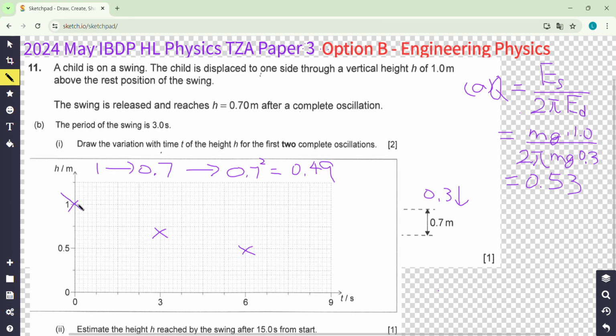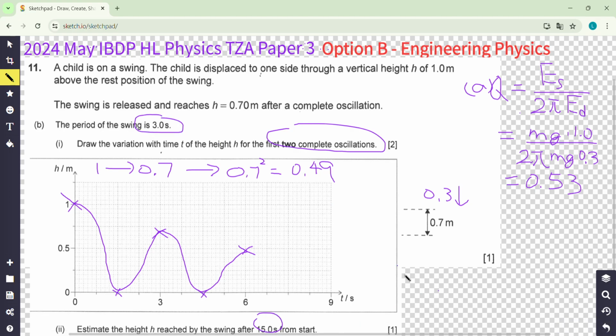And the oscillation, so up, down, and up. So down is here, down is here, approximately. Okay, so up, down, up, down. If you mark all these points, okay, it will be excellent. Look at here, two complete oscillations, 1, 2. So enough, okay? Excellent. So last one, estimate the height reached by the swing after 15 seconds.